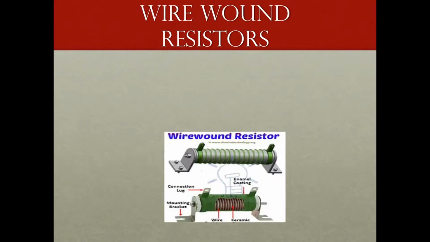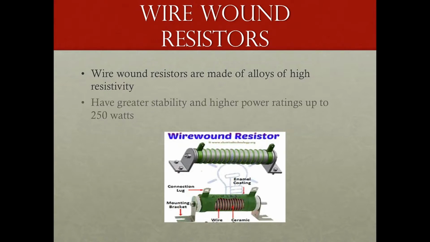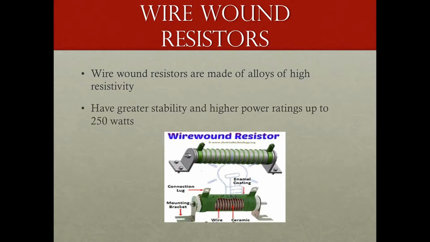Now, wire-wound resistors are totally different than any of the rest of them. They're made of alloys of high resistivity, and they have greater stability, and they supply up to 250 watts. Now, you'll see down here that the values are usually put right on the outer coating instead of the color coding.